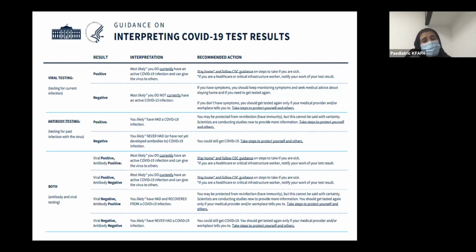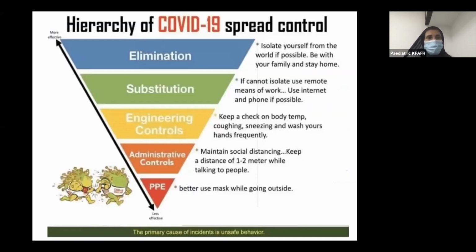So I think for the healthcare worker as well as for the patient, it would add value to know whether your patient is immune, and whether the healthcare provider is immune as well. And now, if you look at the hierarchy of controlling COVID-19, elimination would be the best, which is to isolate yourself and just stay at home, but that's not possible.